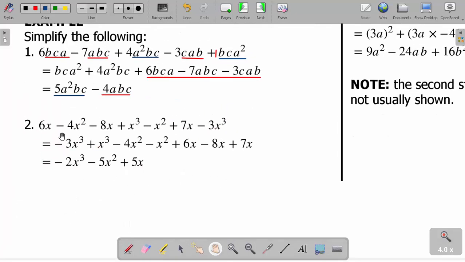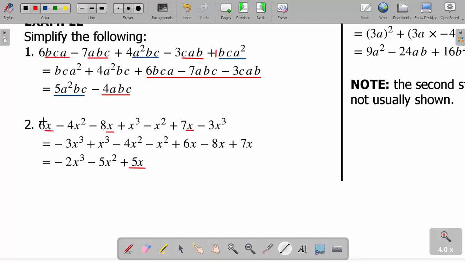Now we have 6x minus 4x squared minus 8x plus x cubed minus x squared plus 7x minus 3x cubed. Let us identify like terms first before we proceed. Now like terms here, if I use red, this is x. Anything else with x only? Another x here, and another x here, so these are like terms. So 6x minus 8x gives us negative 2x, then negative 2x plus 7x gives us positive 5x. That's why our answer is positive 5x here.